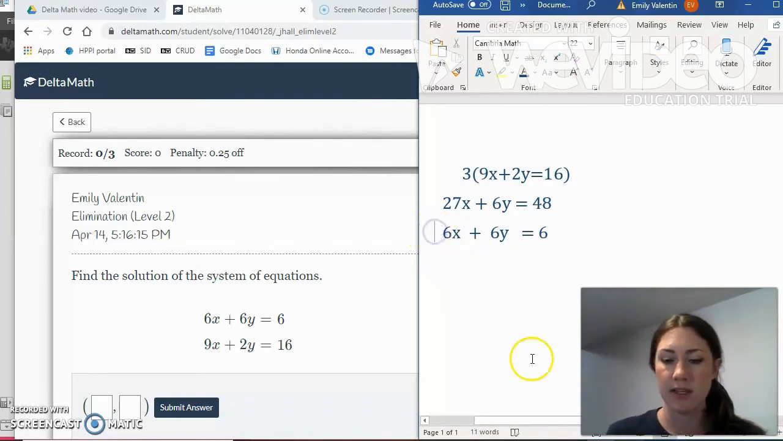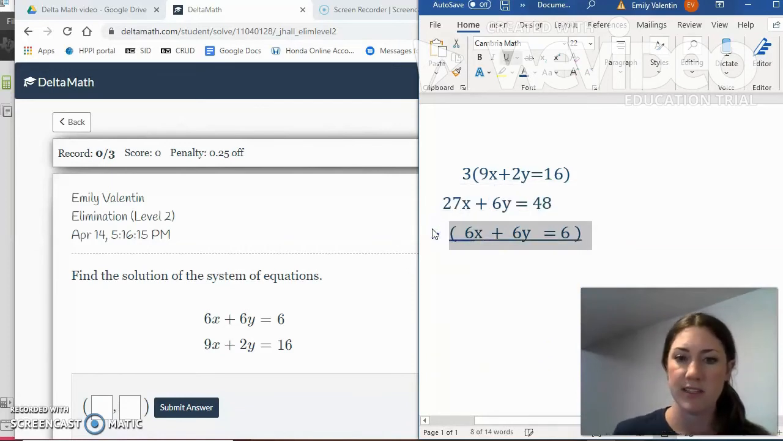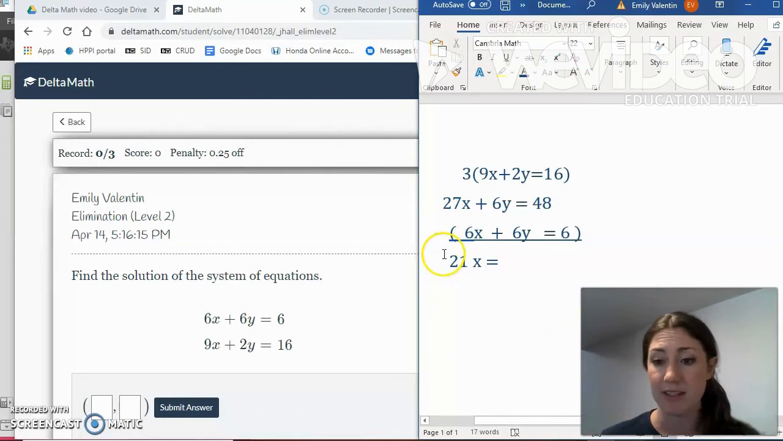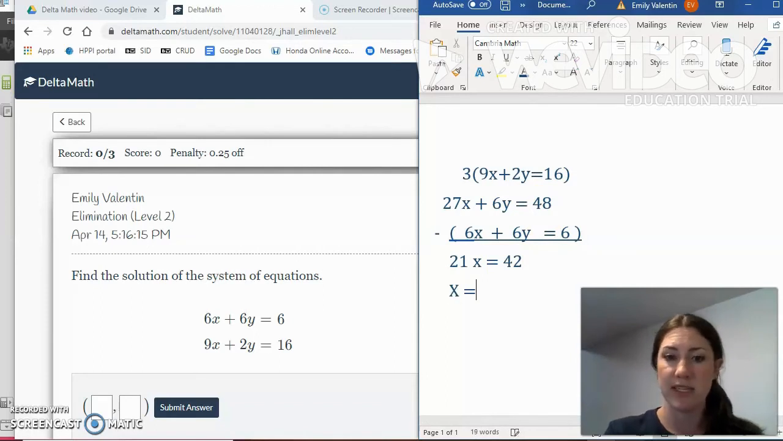So if I go in and subtract everything inside of this equation, then what happens is my y's cancel each other out. So there's the 6y, 6y, and the x's. 27x minus 6x gives me 21x equals, again, make sure the whole thing is being subtracted. Don't lose track of that minus sign. 48 minus 6 would be 42. And 42 is 21 times 2, which means x is 2.